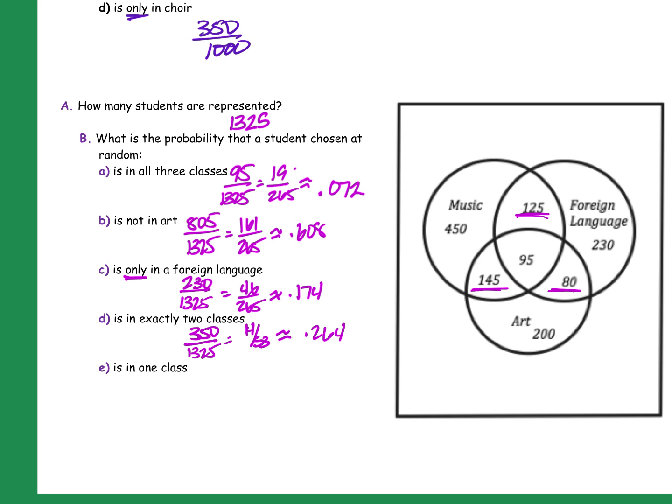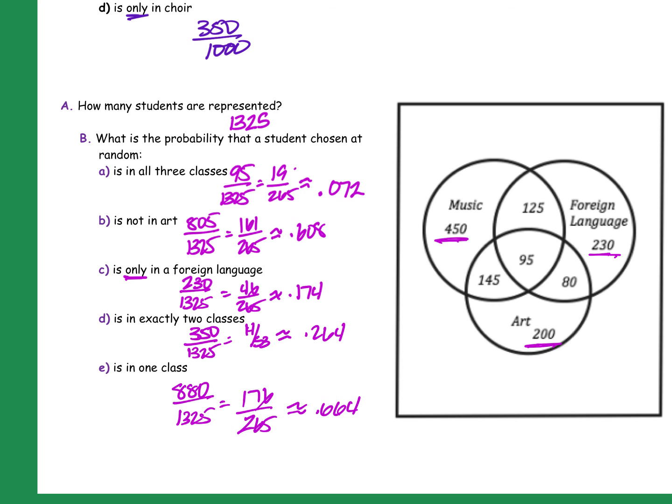And the last one says is in 1 class. How many are only in 1 class? What numbers are the ones that are only in 1 class? The 450, the 230, and the 200. If I add those together, I get 880 over 1325. And that equals 176 over 265, which is 0.664. It's not too bad, right?